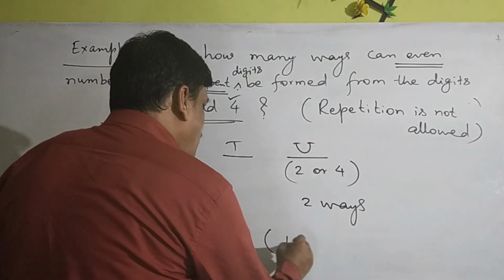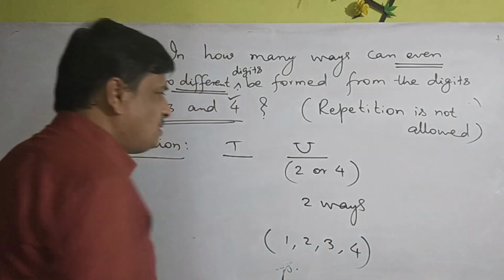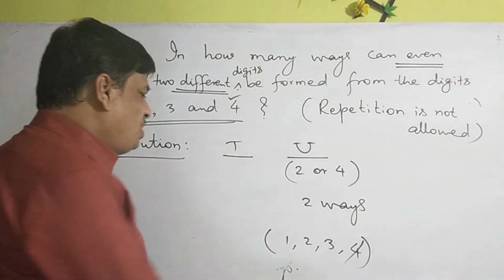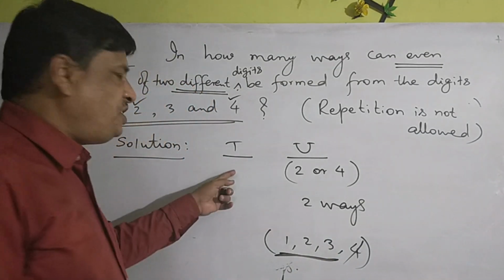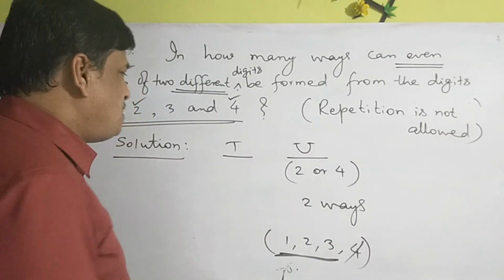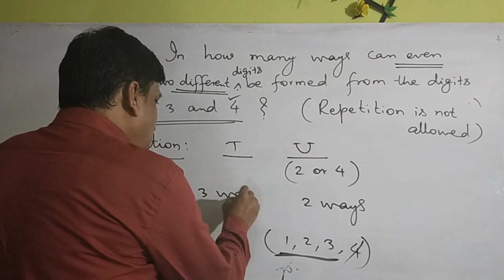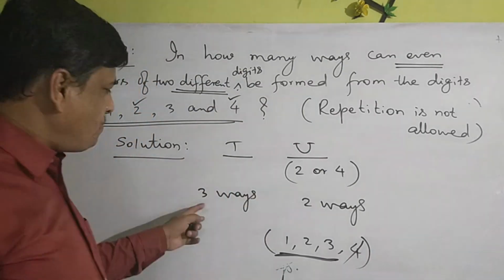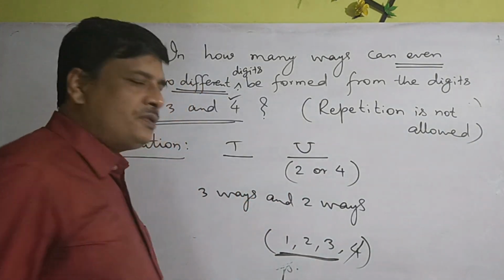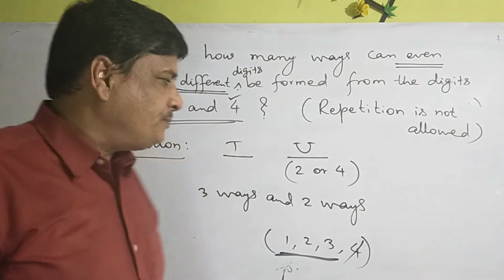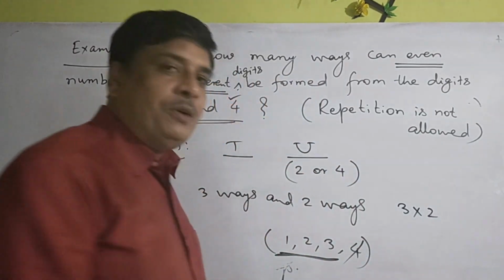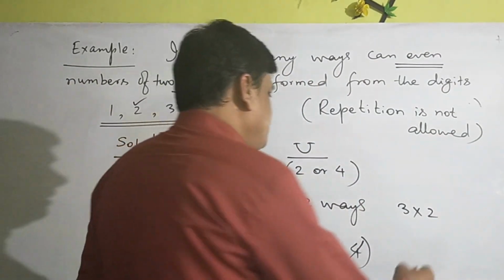And the digits are 1, 2, 3, 4. Suppose 4 is taken at the units place, then we are left with 3 digits, 1 or 2 or 3, by which the tens place can be filled up. So the tens place can be filled up in 3 ways and the units place can be filled up in 2 ways. So by the multiplication principle of counting, the total number of ways by which the even numbers of 2 different digits can be formed is 6.